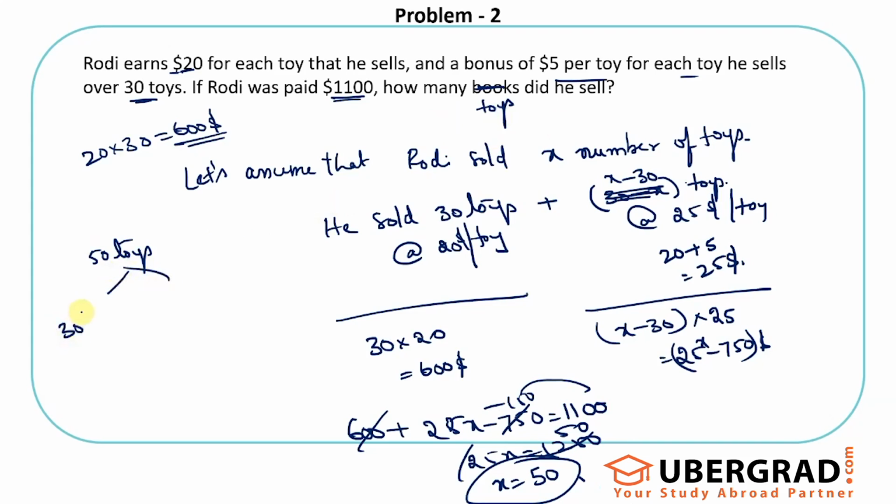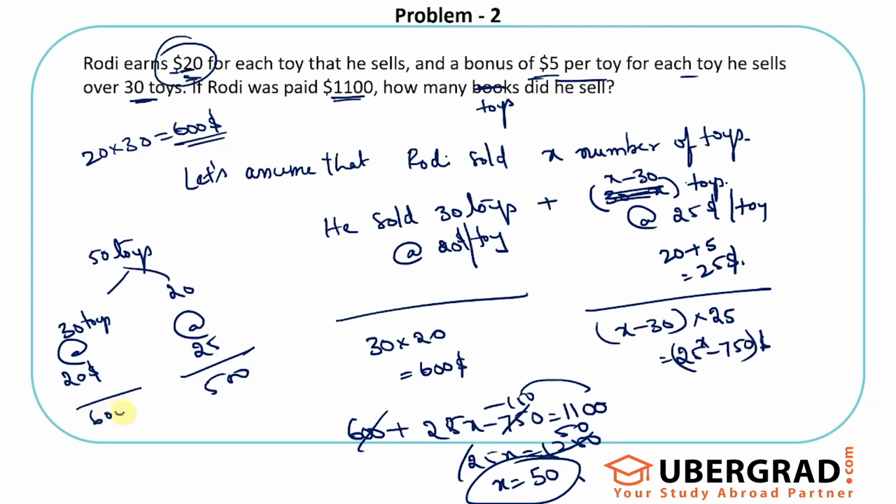He is selling 30 toys at the initial $20 per price, and the rest, the next additional 20, are sold at 25. The 20 he gets paid for each toy plus the bonus of 5. So 20 into 25 is 500, 30 into 20 is 600, so the total is 1100. Right, this is how you can solve.